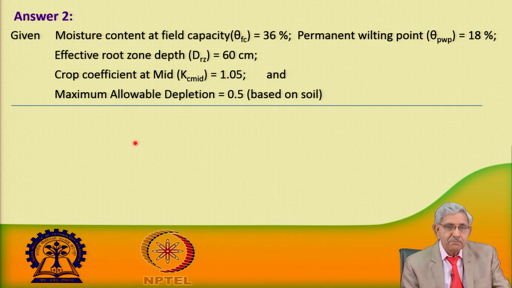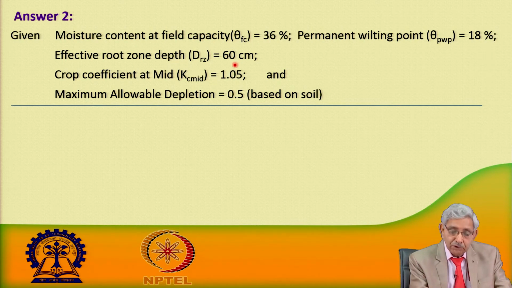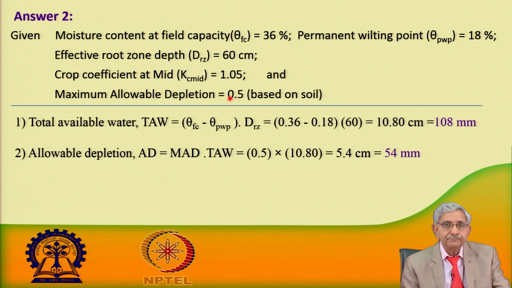So, once again I am reading the data which are given in the question. Moisture content at field capacity is 36%, permanent wilting point is 18%. So, available water content is 36% minus 18%, that is 18% is the available water content. Effective root zone depth is 60 centimeter, crop coefficient at the mid growth stage is 1.05 and management allowable depletion is given as 0.5.